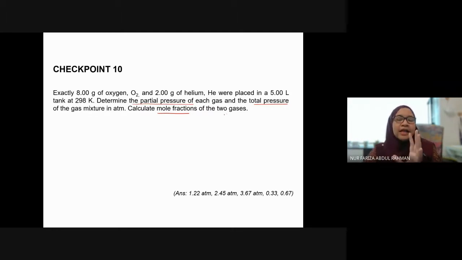Okay, there are a few ways to solve this problem. Either way should be correct. Okay, right. The first way, normally students would go for PV = nRT. Because we have the volume, we have the temperature, and we have the mass which we can use to calculate the mole later. So you can calculate the partial pressure of oxygen and helium by using PV = nRT.